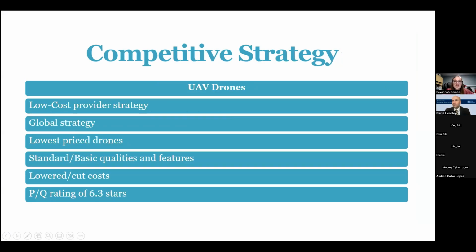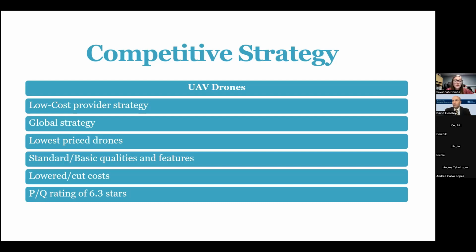Our competitive strategy for our UAV drones was a low-cost provider strategy. This was also a global strategy, so it's going to be the same across all four geographic regions. A low-cost provider strategy appeals to a broad range of buyers and strives to achieve overall lower costs. So we did actually have the lowest priced drones, and we were able to achieve this by having standard and basic qualities and features, and we were able to lower and cut costs in certain areas.